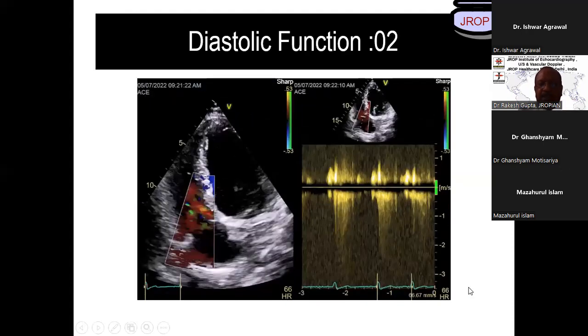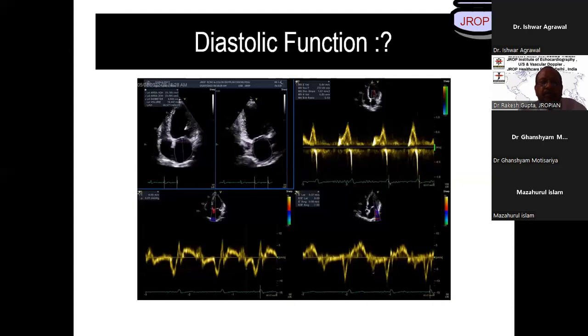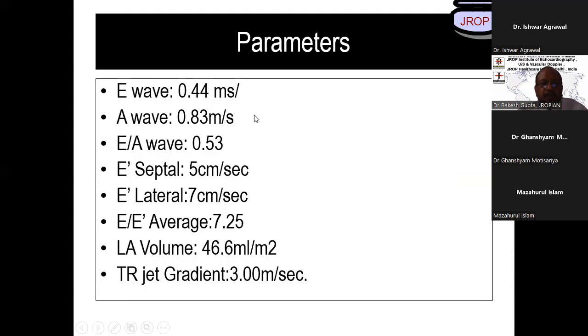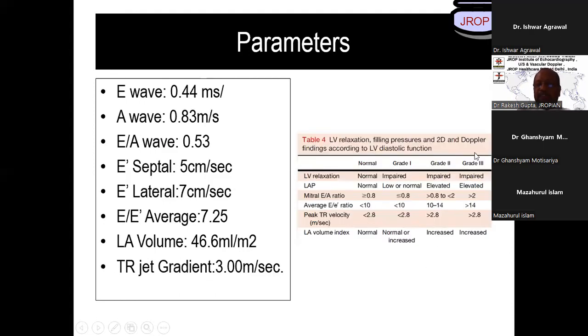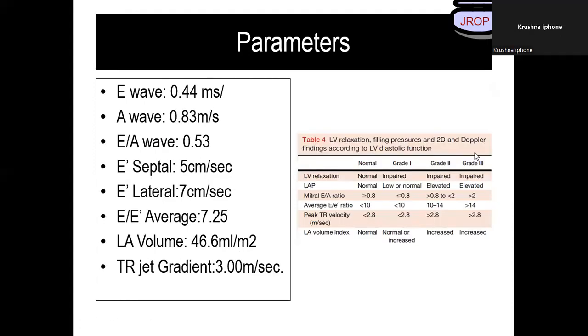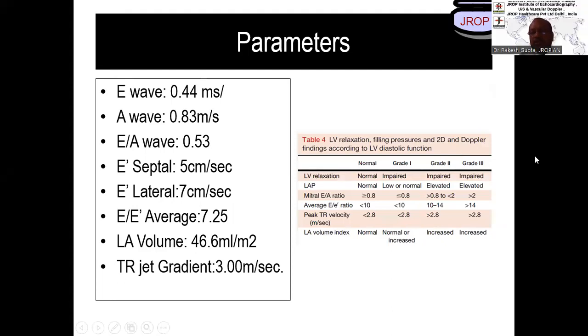So if you said grade 1, let's see what grade 1 is. So this is 0.44, 0.83, 53, 5, 7, 725, 46.16. Then TR gradient of almost 3 meters per second. And if you put these factors together, Dr. Krishna, Dr. Krishna.